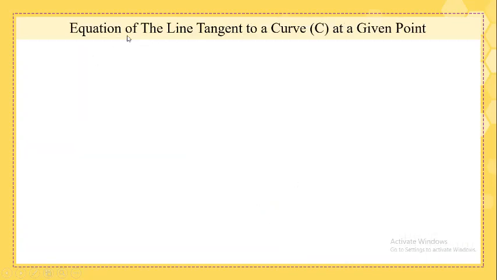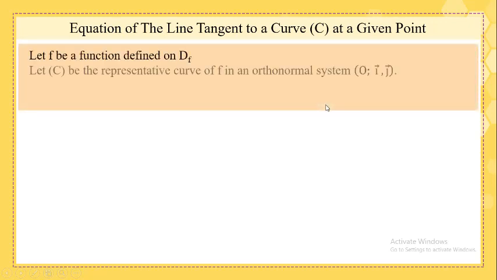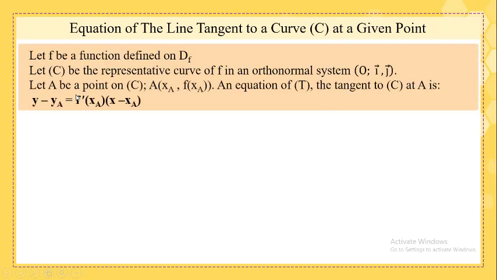Now we'll talk about how to calculate the equation of the tangent. Simply we have the following rule. y minus y of the tangency point equals f prime at xa times (x minus xa), where a is the tangency point.